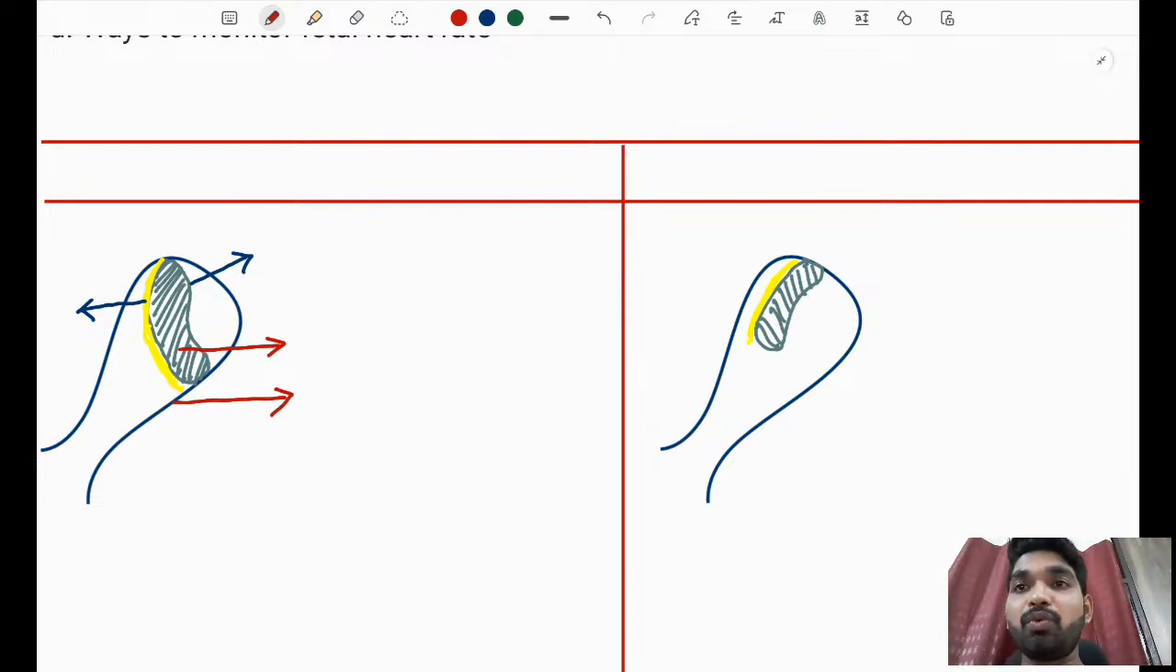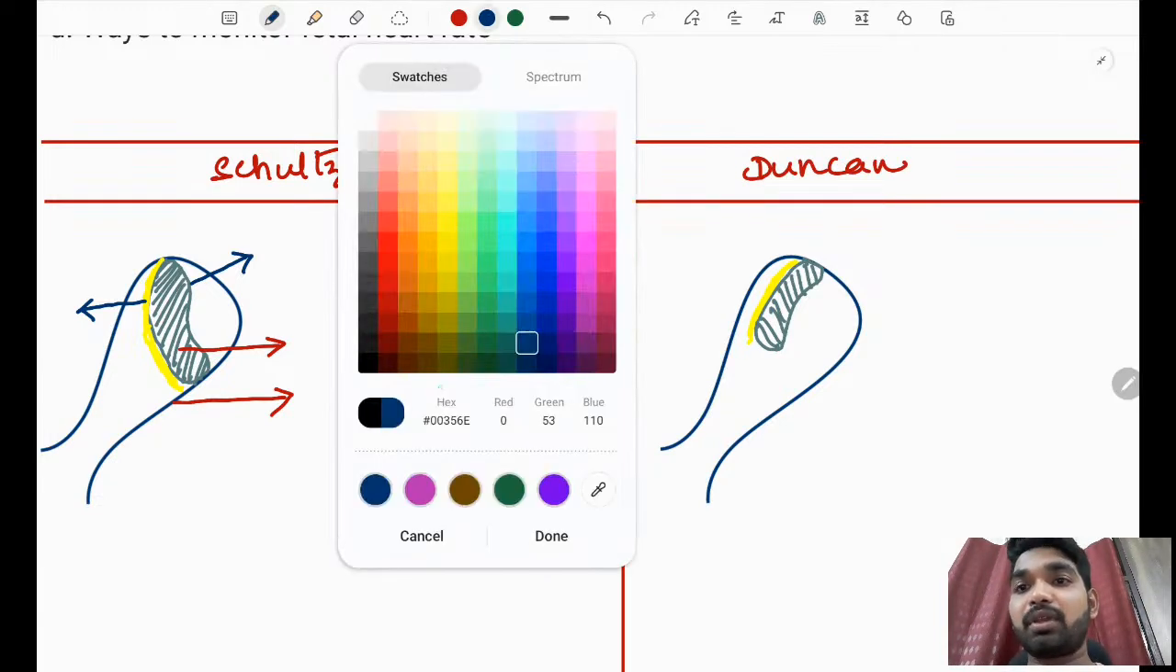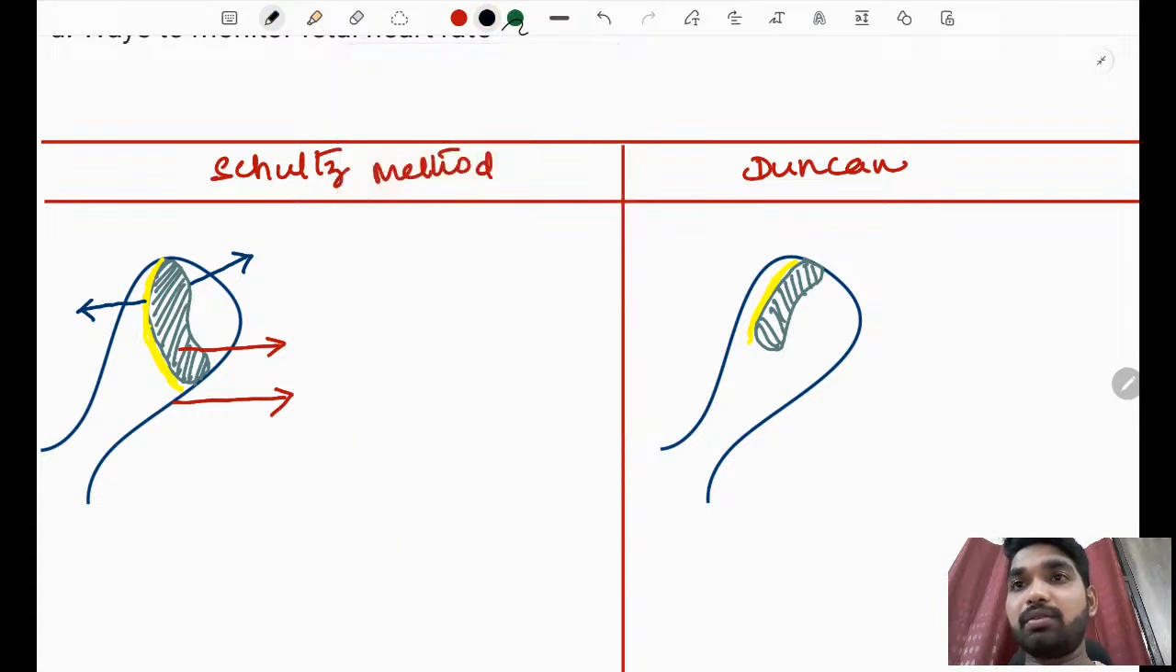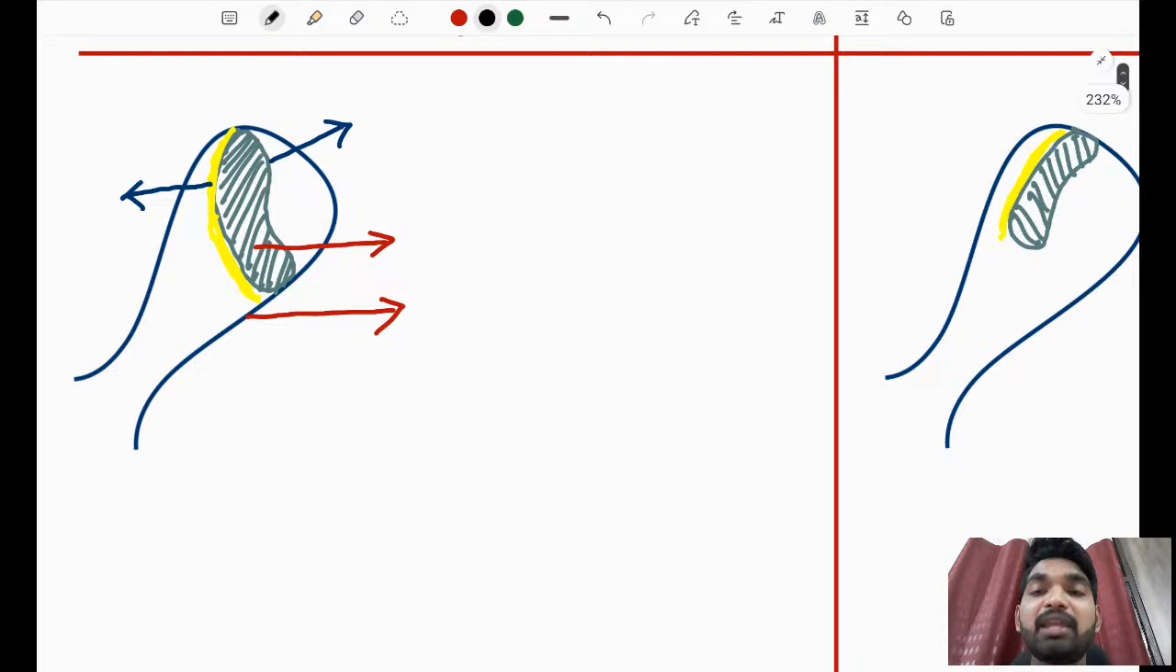So what is the first? As you said, Skulls method and Duncan method, these two are methods of separation of placenta. Let us see what are these methods: Skulls method and Duncan method. Before going to this, before me explaining the Skulls method and Duncan method, understand this image.